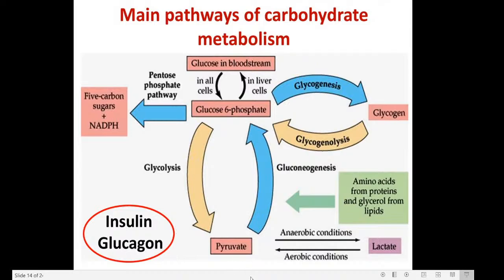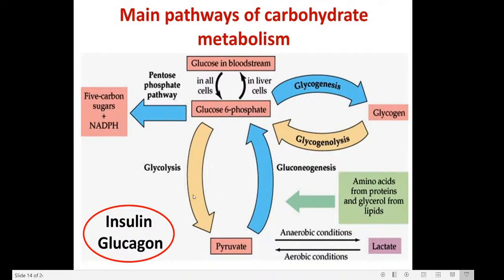Here you can see the pyruvate pathway. The output of the pyruvate pathway is glucose 6 phosphate, as an additional product. This helps the liver cell. If the pyruvate pathway happens in the liver cell, it produces glucose again into the bloodstream.